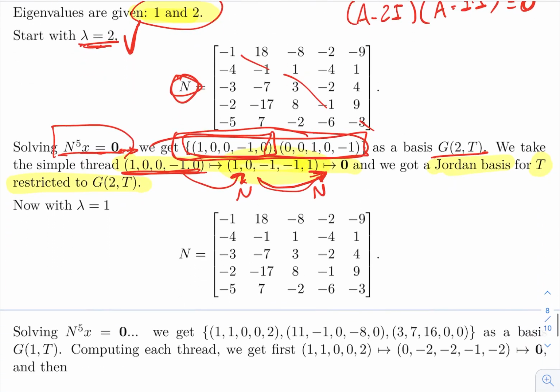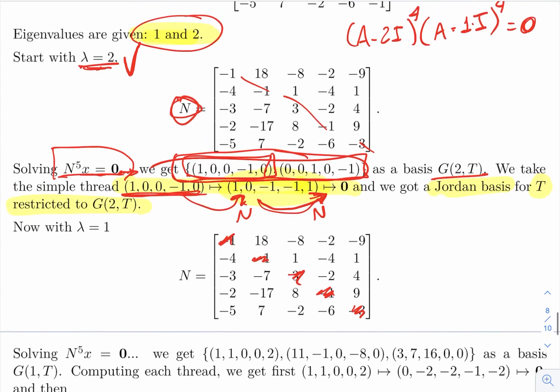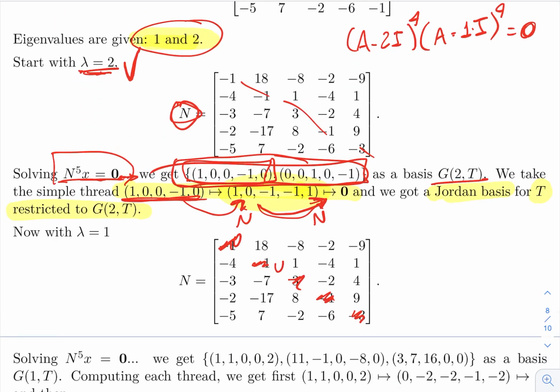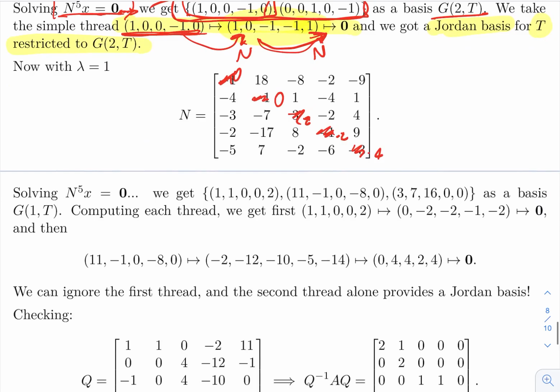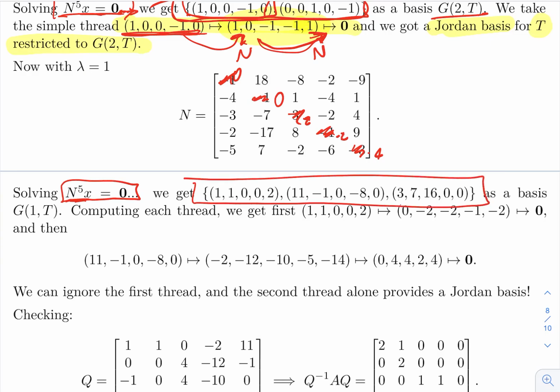For lambda equal 1, we have a different matrix here. So we have A minus the identity. So here we have 0, 0, 2, minus 2, and minus 4. And then we keep proceeding the same way. We compute this matrix to the 5th power. We solve the equation N to the 5th times x equals 0. We find a general formula for the solutions, and we find that this is a basis for the solutions. Okay? So this is a basis for the generalized eigenspace corresponding to eigenvalue 1.